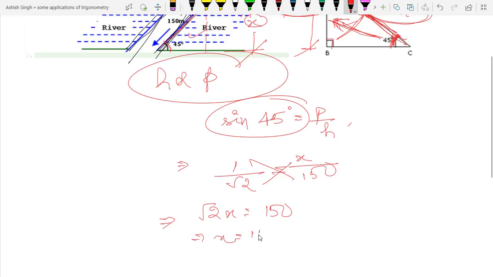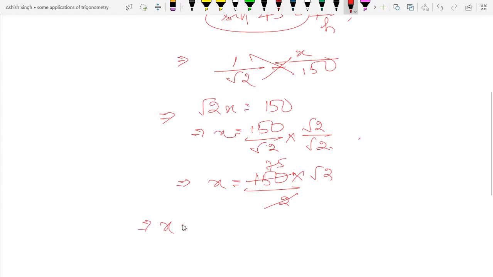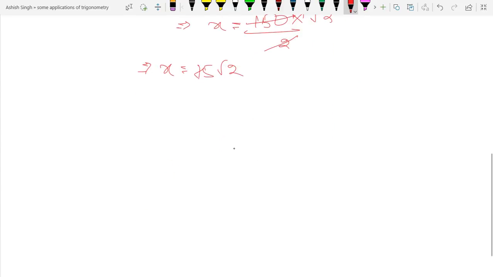So x is equal to 150 by root 2. And now if I can solve the value of x, that is equal to 150 by root 2, you can rationalize this by multiplying root 2 here and root 2 at the bottom. So 150 into root 2, by root 2 into root 2 is 2. 2 ones are 2, 75s are. So this comes out as x is equal to 75 root 2.